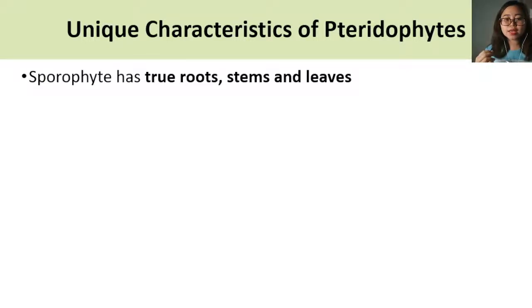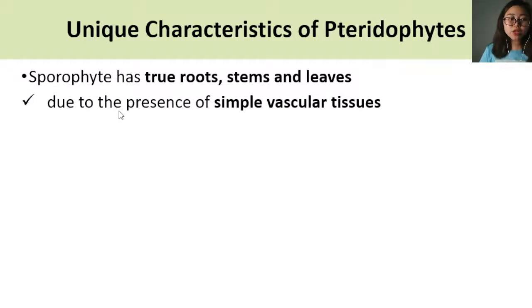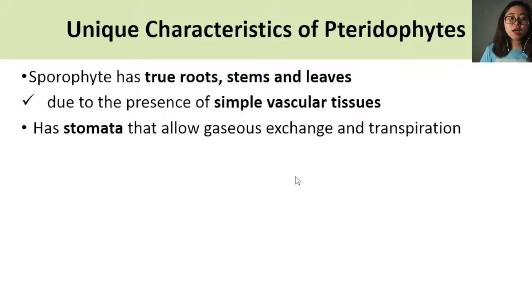Since we know that it has a real vascular system, we can also deduce that it has true roots, true stems, and true leaves. So if you look, it is real leaves, real stem, and real roots. Because it is due to the presence of the simple vascular tissues. Only if you have simple vascular tissues, then you can count that as true roots, stems, and leaves.